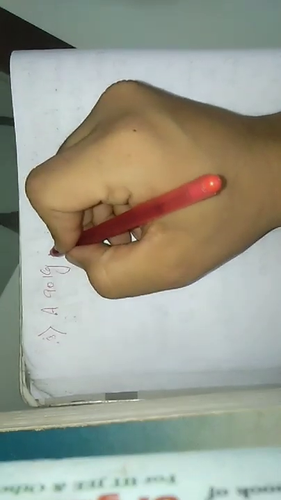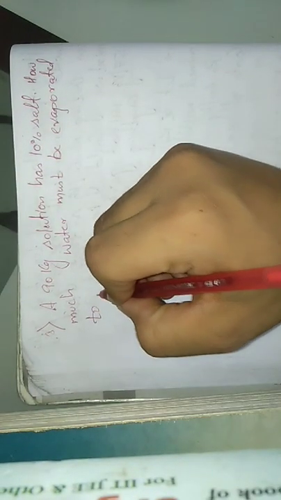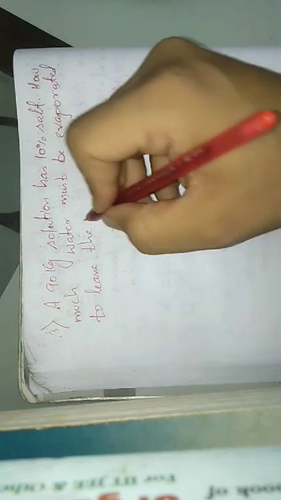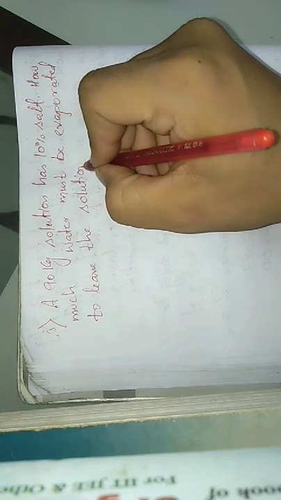A 90 kg solution has 10% salt. How much water must be evaporated to leave the solution with 20% salt?